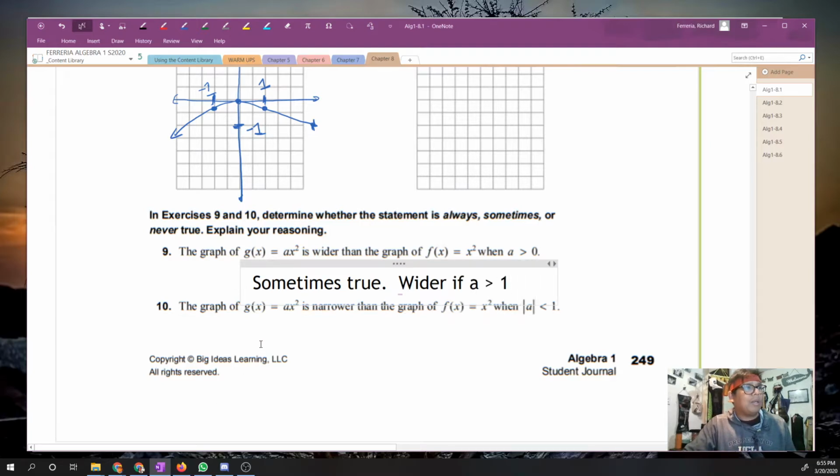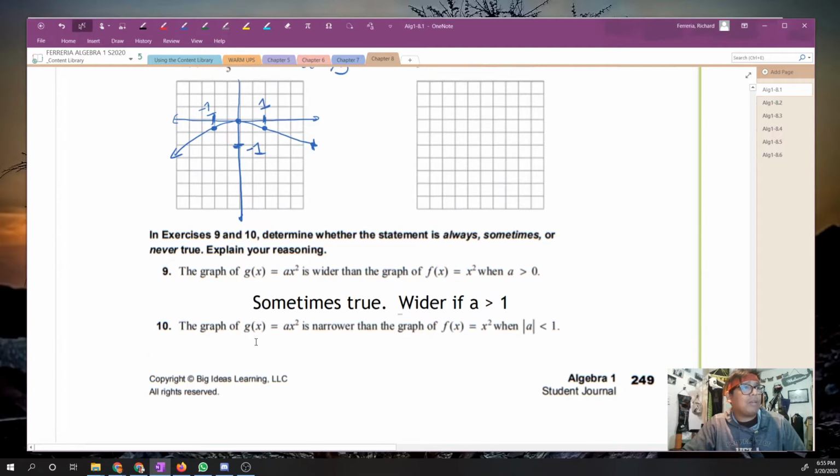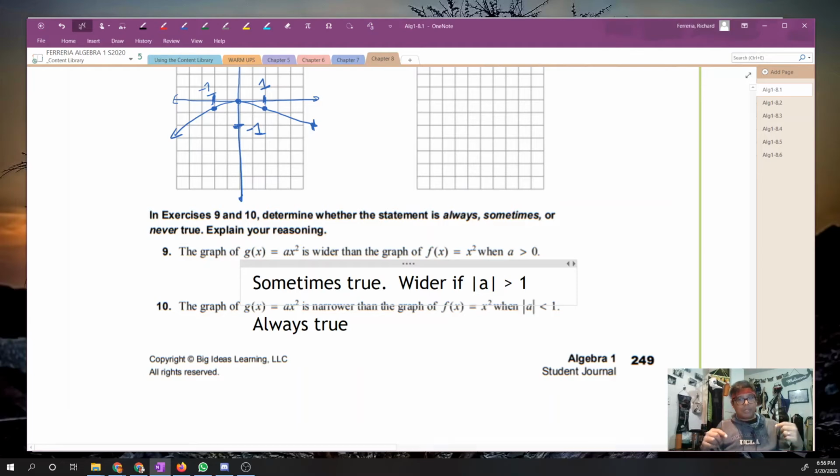How about this one? The graph of ax squared is narrower if the absolute value of a is less than 1. And that's true. Absolute value of a is less than 1 means we get some kind of a fractional value. So this is always true. All right. And taking a look at number 10, maybe I should put these in absolute values because sometimes we're looking at parabolas that open downwards.